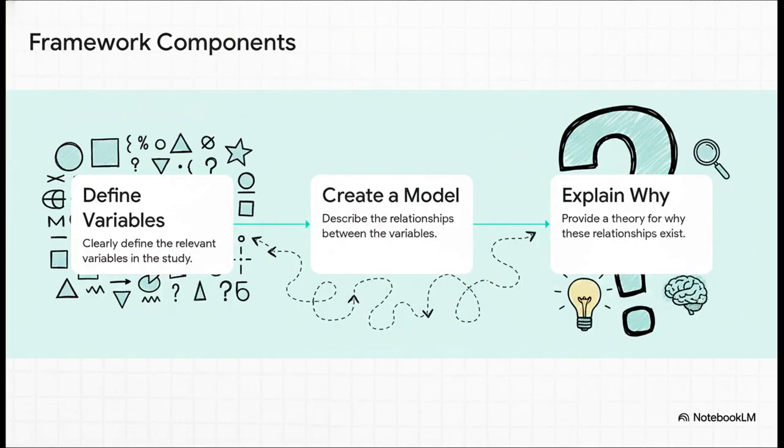And building this blueprint pretty much always comes down to these 3 steps. First, you've got to define your key players, the variables. Then, you draw a little map showing how you think they're connected. And finally, you explain the why behind those connections. So, let's kick it off with step 1.